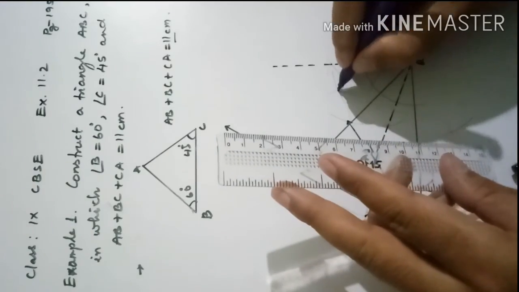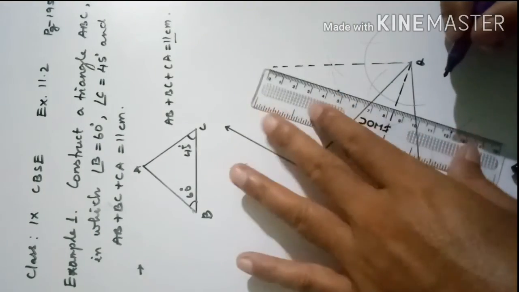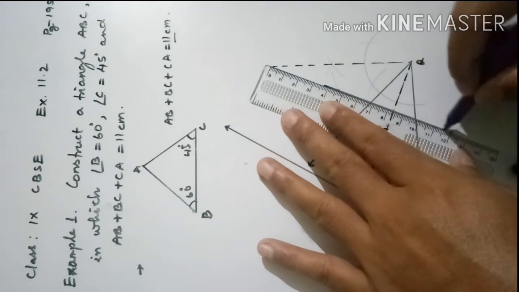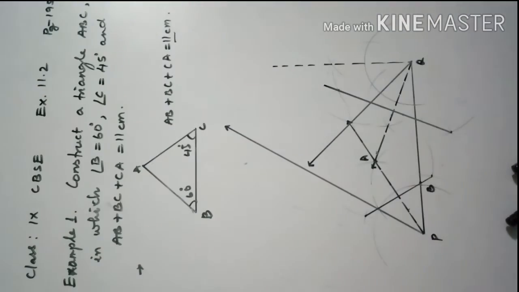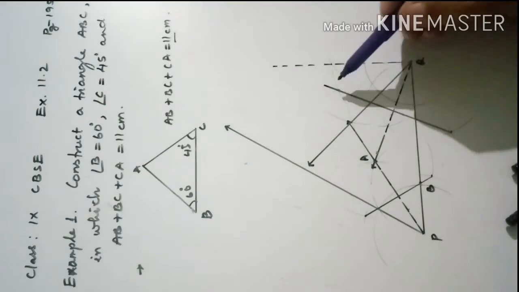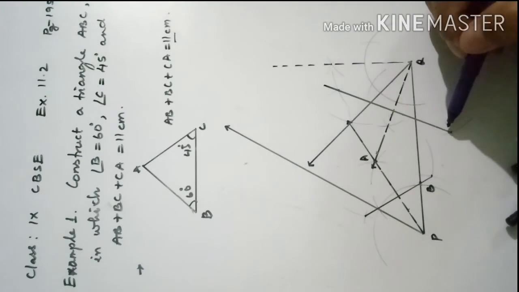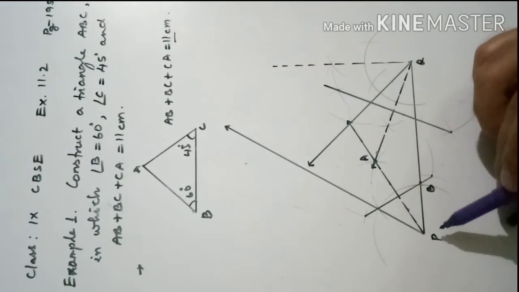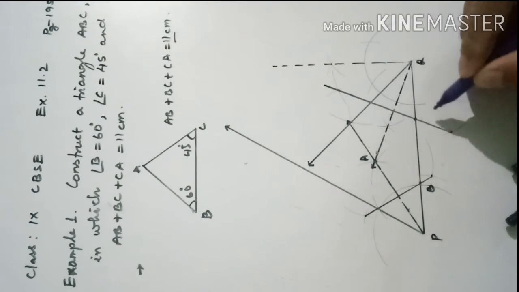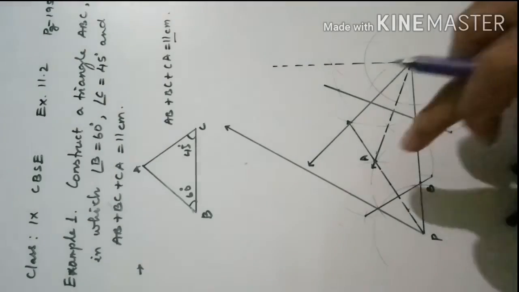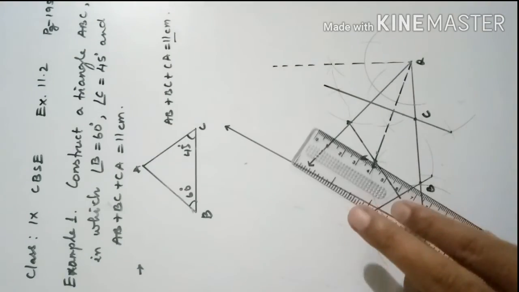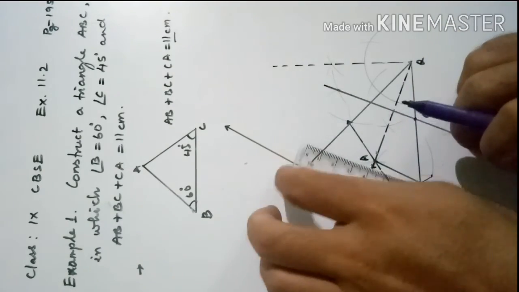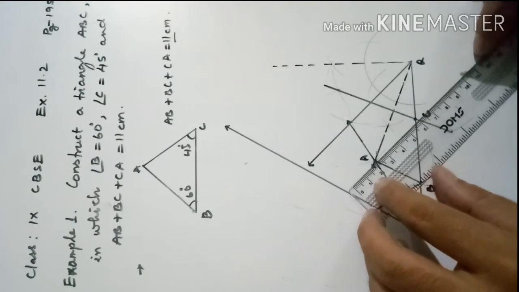Now we got 2 points here. Now join this one. This will be the perpendicular bisector of AQ. Okay, so the perpendicular bisector of AQ and the line PQ meeting at one point, this one you give as C. Now we got ABC. So what to do? Last step now, join AB, another one AC.